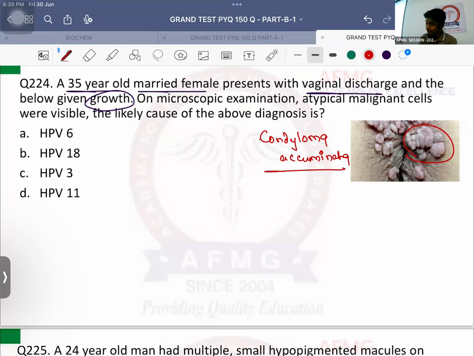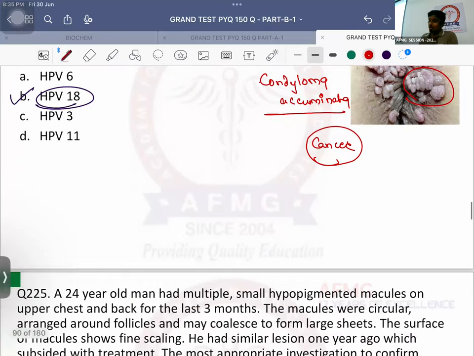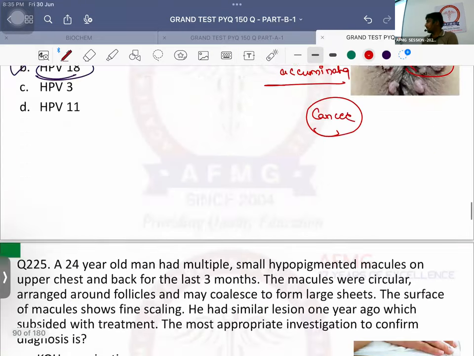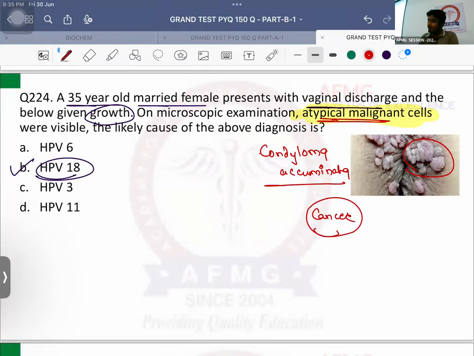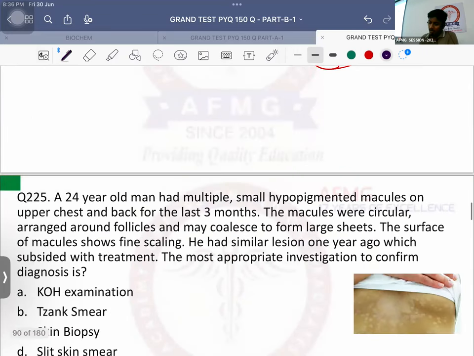But on microscopic examination, atypical malignant cells are seen. Agar malignant cells dikh rahe, it is no more a wart. It is a case of cancer. And as it is a case of cancer, the likely cause of above diagnosis will be HPV 18. This was a recent NEET-PG question. Don't make a mistake. Jab unhone atypical ya malignant cells diya hai, answer should be 16 or 18. It cannot be 6 or 11 anymore.